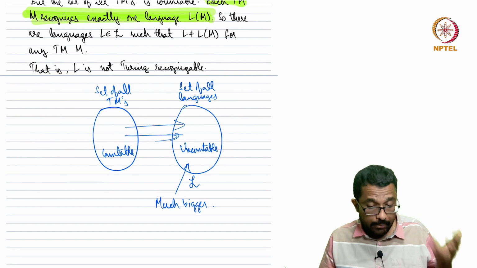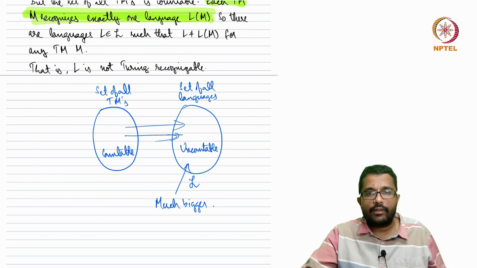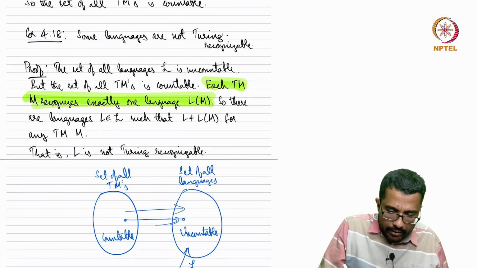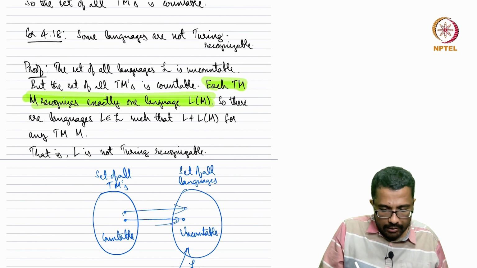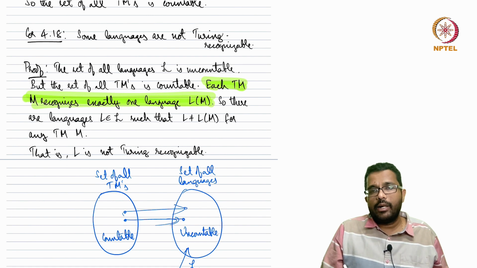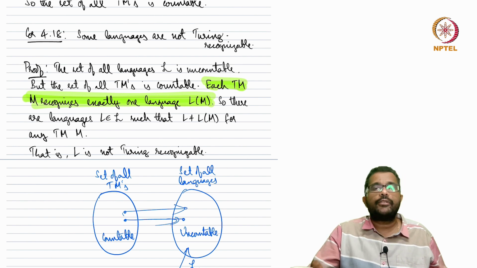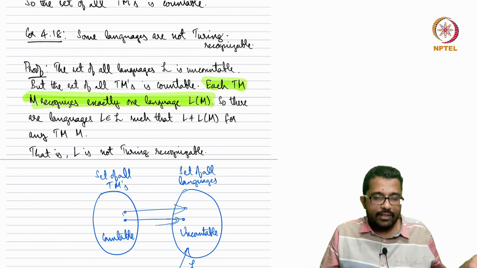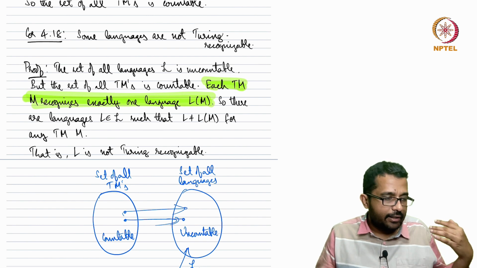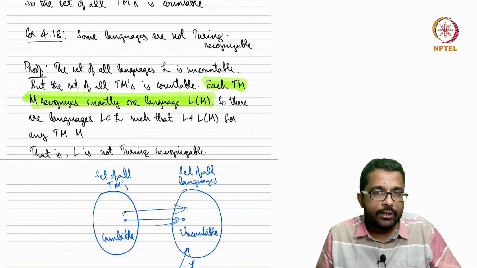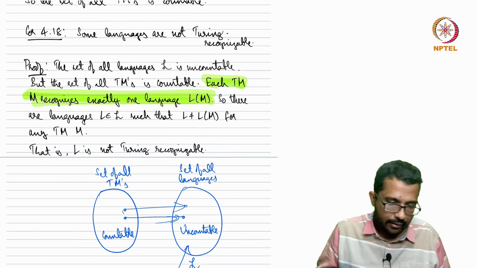In fact, there are a huge number of languages. In fact, most of the languages will not be recognizable by Turing machines, right? So given any Turing machine, it corresponds to only one language, and hence you can have a mapping from the set of all Turing machines to the set of all languages, but it will not be a bijection. So many languages will not have Turing machines corresponding to them, which is the same as saying that there are many languages for which there is no Turing machine that recognizes them. This means that there are languages that are not Turing recognizable, right?